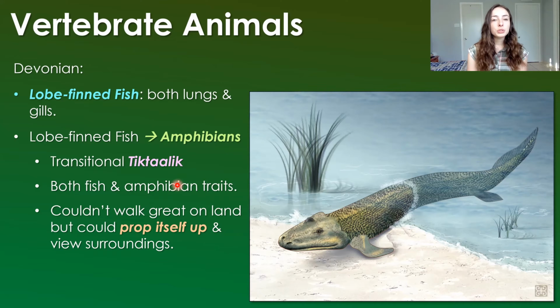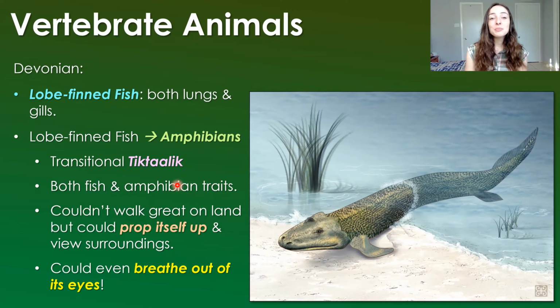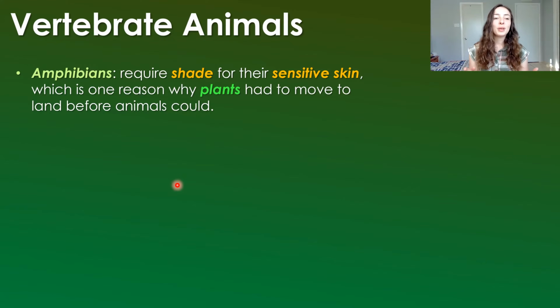But anyway, Tiktaalik had both fish and amphibian traits, and it couldn't walk great over land, but could prop itself up to view surroundings on the margin of the water. It also had both lungs and gills, and it could even breathe out of its eye sockets, which were positioned like on top of its head. So if it was raising its head out of the water just a little bit like an alligator or crocodile, then it could breathe out of its eyes. But why wasn't this transition made sooner?